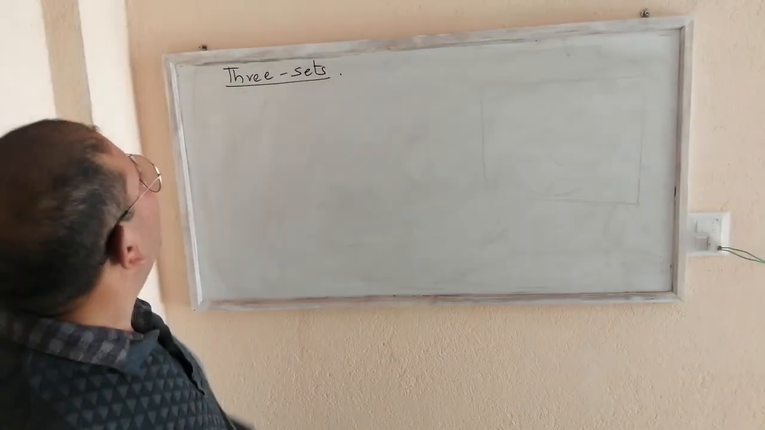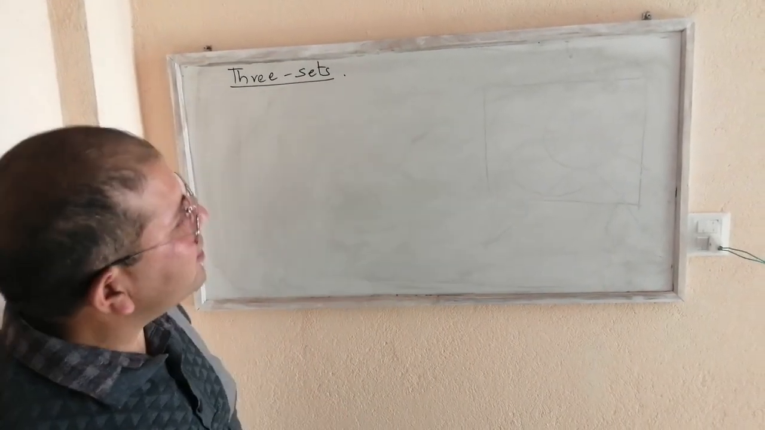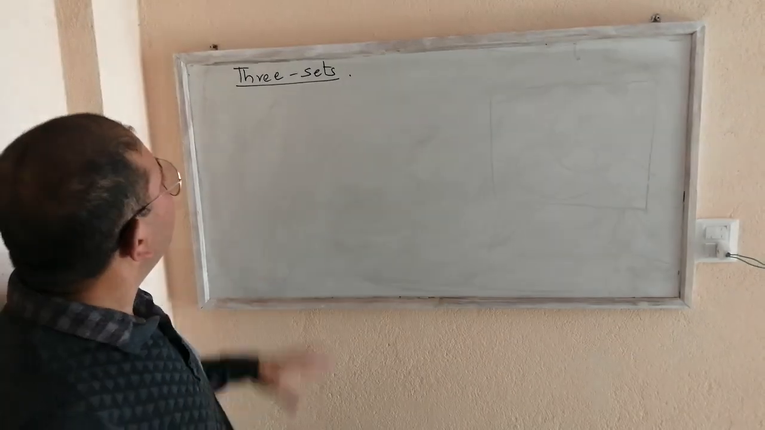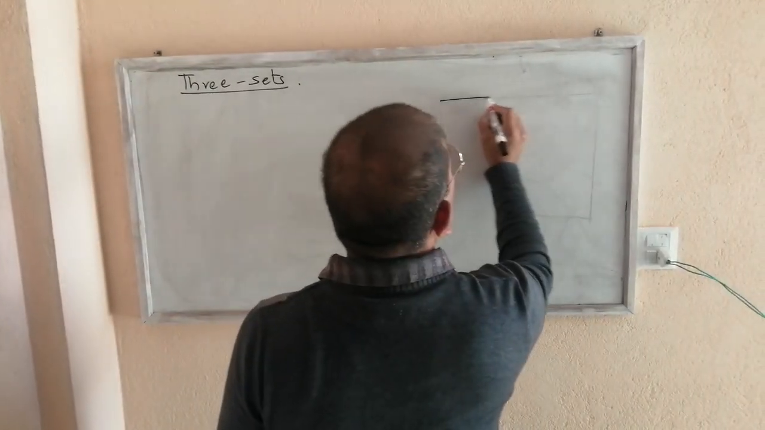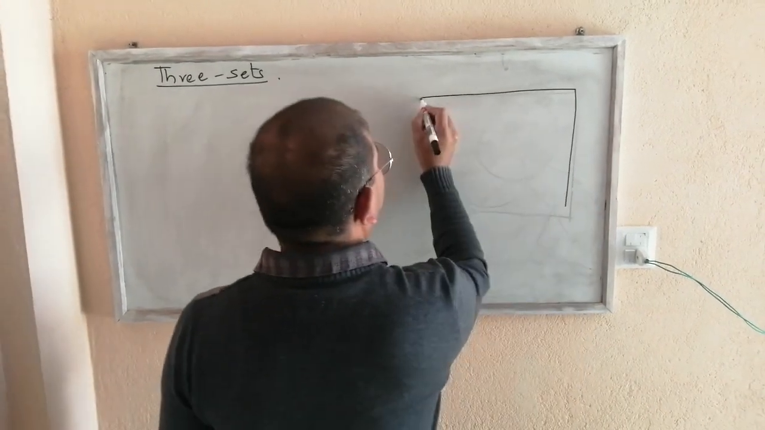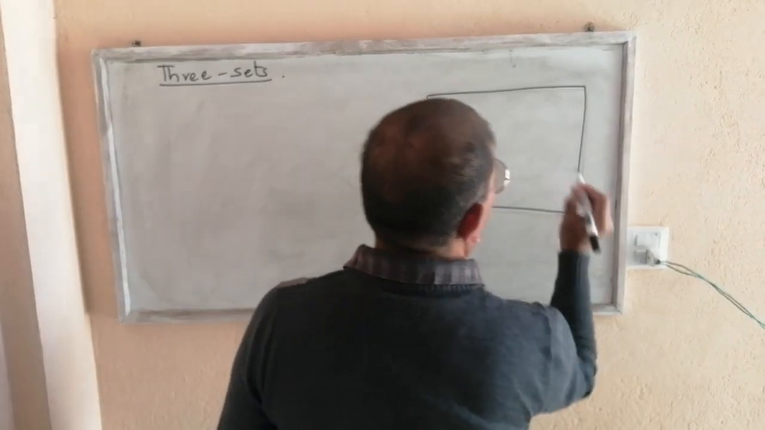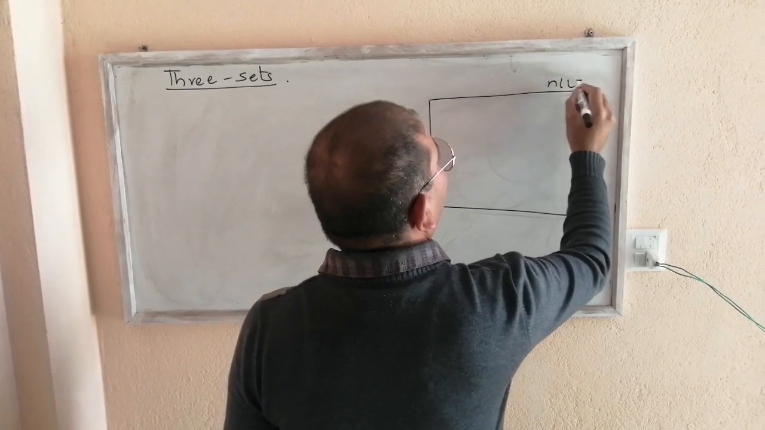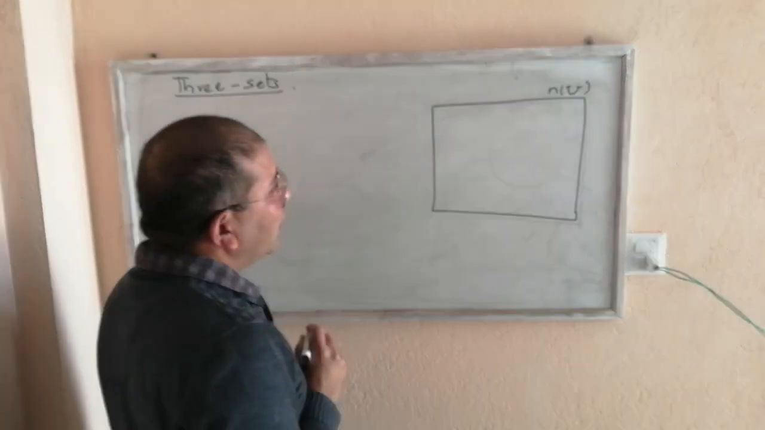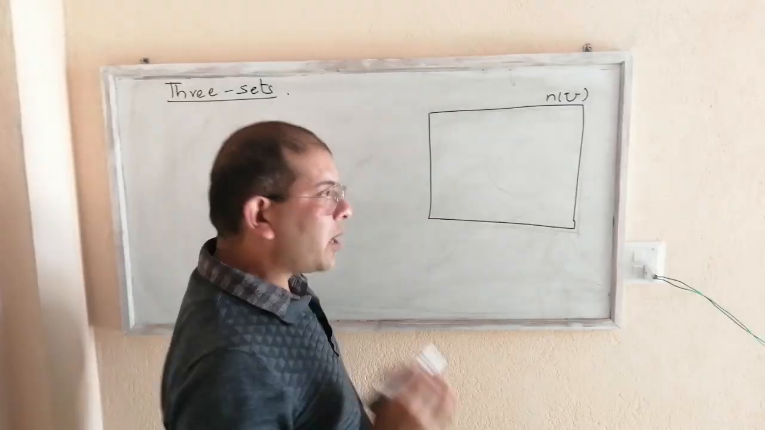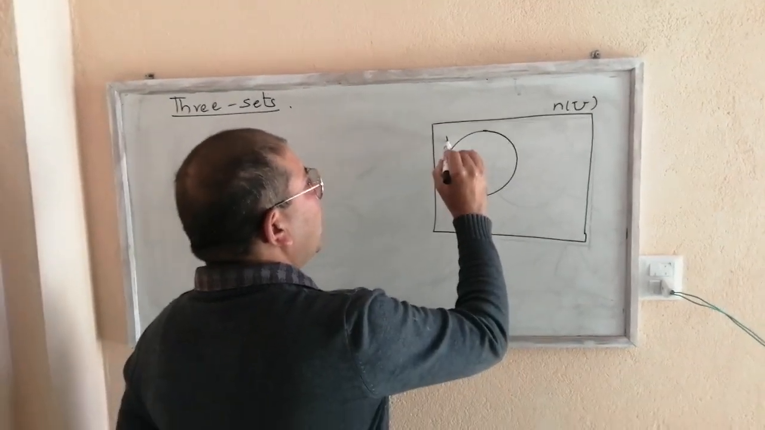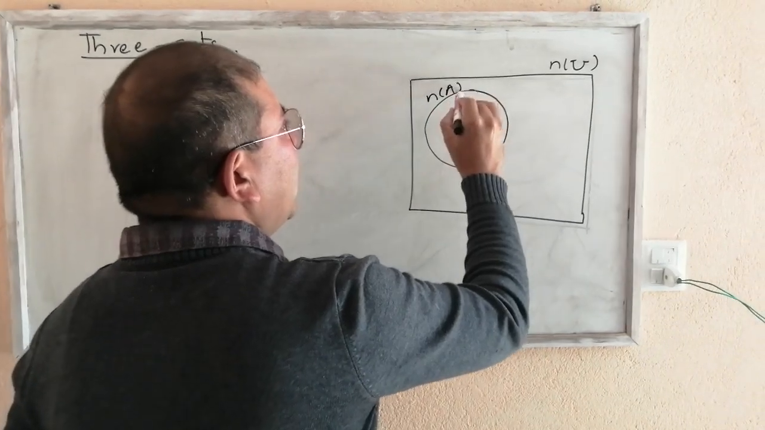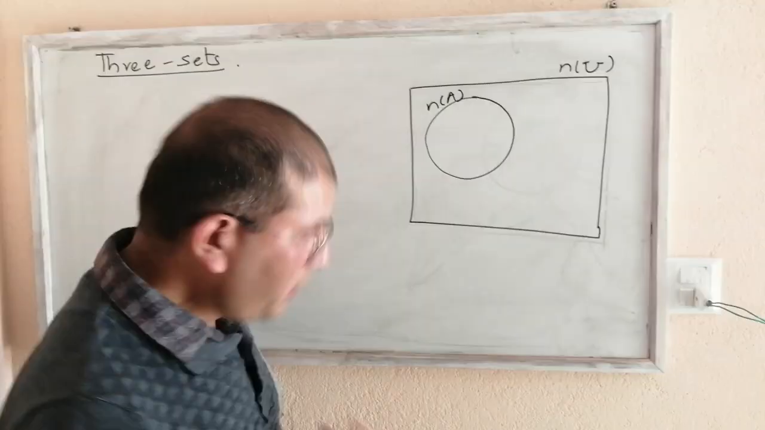Today I want to identify these three sets in a Venn diagram, the derivation of the union of three sets. Now first, it is N of the universal set U. In this universal set, there are three subsets. The first set is A, so let it be N of A, the number of elements in set A.